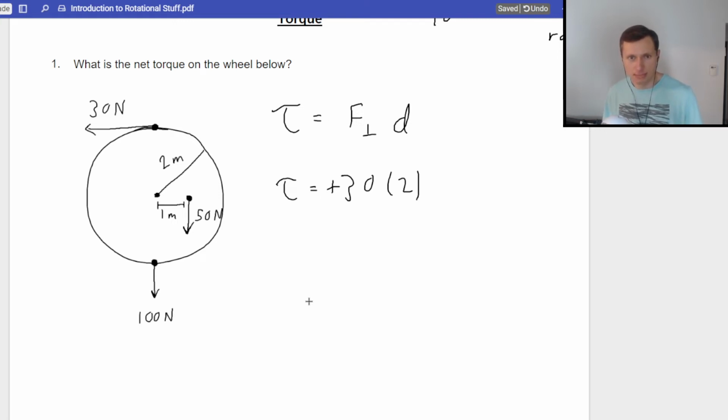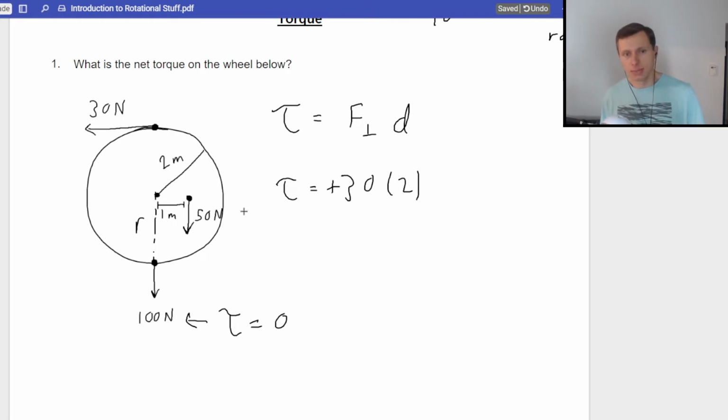Okay, great. Now let's deal with the 100 Newton force, because that's the second easiest. For this one, notice if you were to pull on the wheel in this direction, it's not going to spin. And the reason for that is if we were to draw a line from the center of the circle to that 100 Newton force, in other words, the radius or the distance, that radius is parallel with the 100 Newton force, not perpendicular. So for that reason, the torque of the 100 Newton force is just equal to 0.